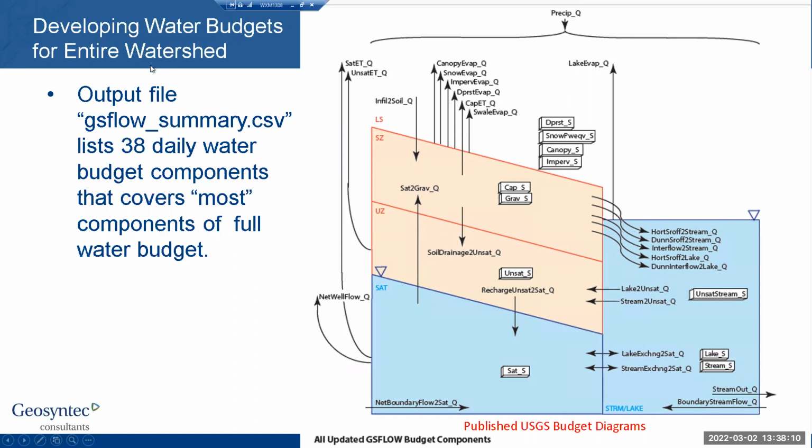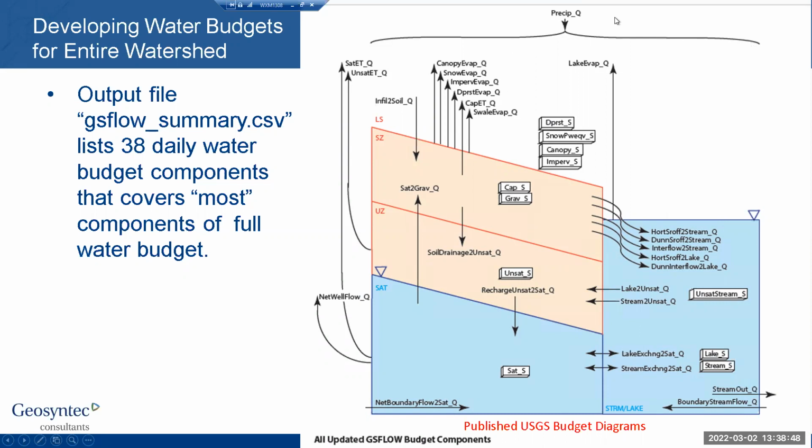Do you remember early in the morning, we looked at some budget diagrams, the figures from USGS, and we looked at that file called GSFlow Summary.csv, and that has lists of 38 daily water budget components that cover most components of the full water budget. And there is a text file that explains each of these components, but there's also a graphical visualization of what these components are.